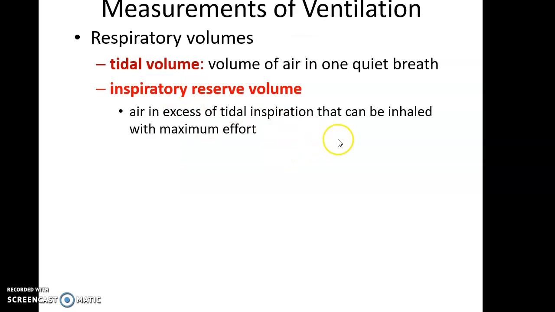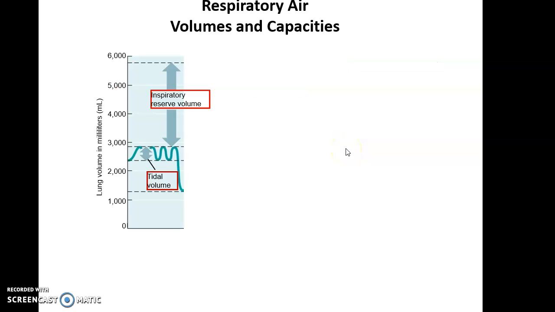Then we have the inspiratory reserve volume. This is the extra space in the lungs that could fill with air if we breathed in as deeply as we possibly can, so with maximum effort. So that would be the inspiratory reserve volume, which, as you can see, is a number of liters. So it's a very large amount. We can breathe in a lot more air than we normally do.